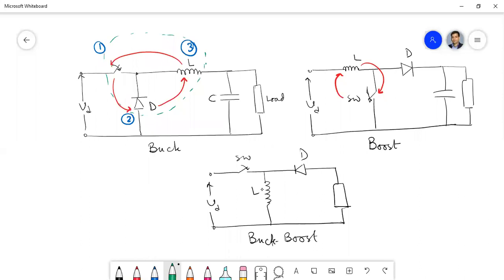Any point you want to discuss? Yes, go ahead. The capacitor is missing in the last one. Yeah, the capacitance you can keep there to filter out the voltage. Anything else?